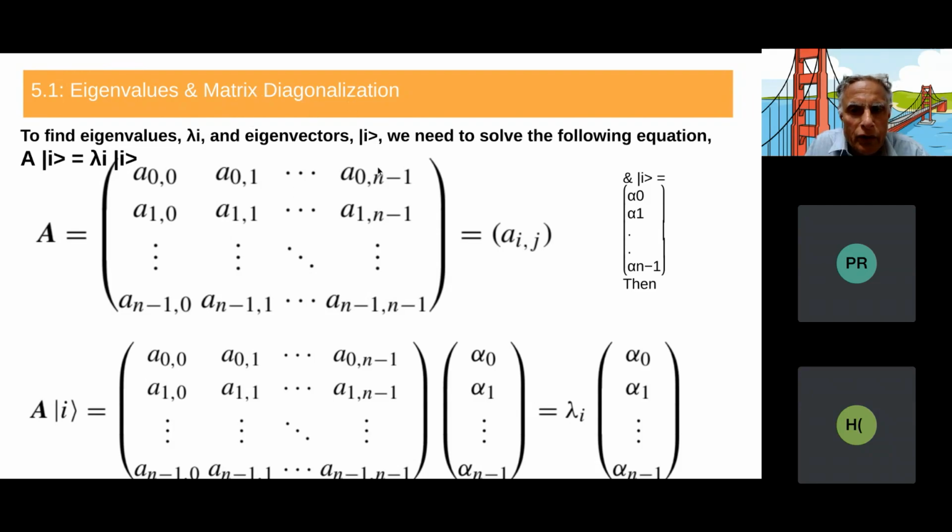We talked about diagonalization. If you have a matrix whose diagonal is all 1 and the rest of them are 0, then we call it an identity matrix. In this case, we are trying to get lambda i as the elements of the diagonal, so that when you multiply with a column vector, you get a combination of alpha 0 lambda 0, alpha 1 lambda 1, up to alpha n minus 1 lambda n minus 1.